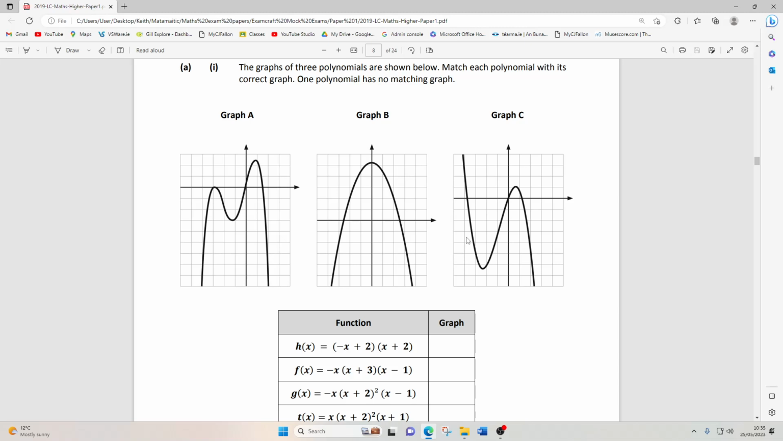What's the degree? It's x to the power of 8. So therefore 8 is even, so it's either two arms up or two arms down. Now, is it positive or negative?